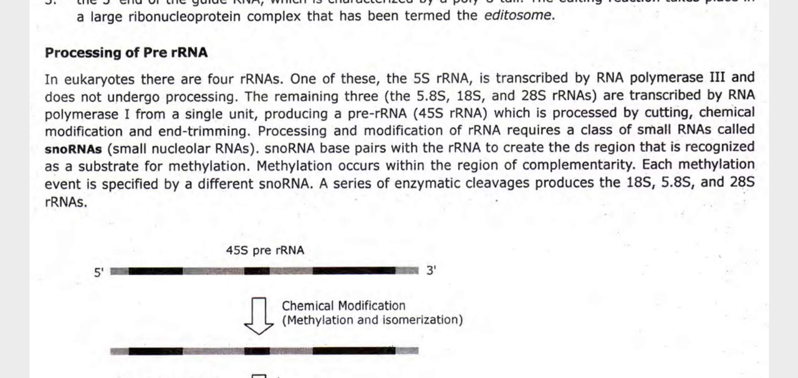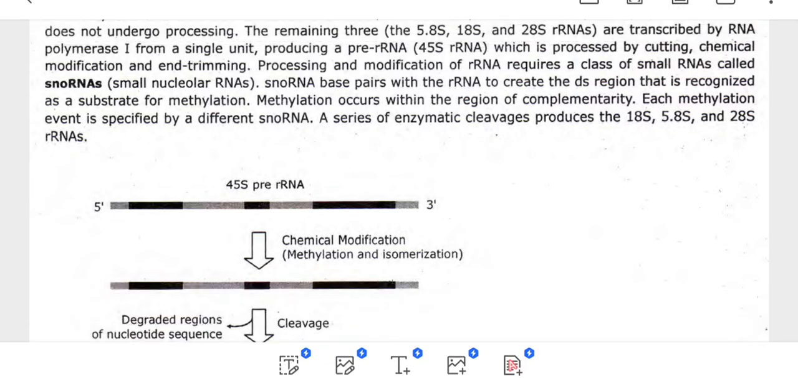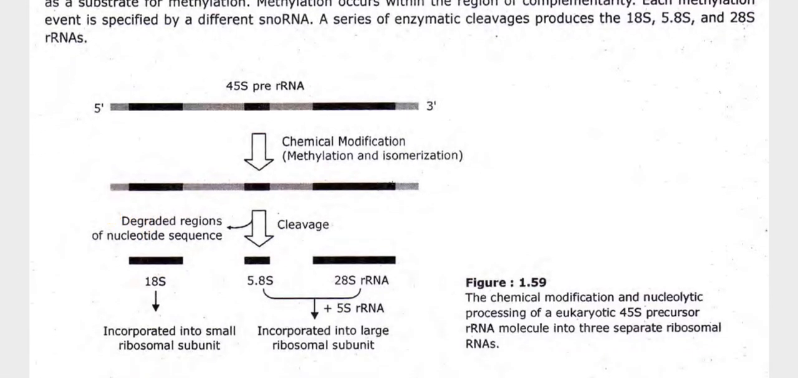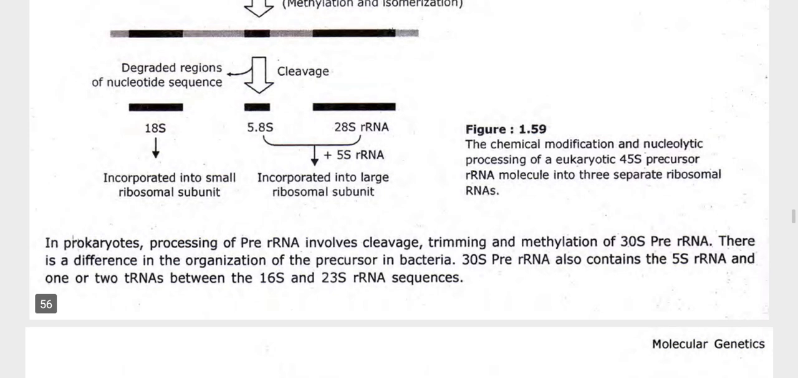Processing and modification of rRNA require a class of small RNAs called snoRNA, small nucleolar RNA. snoRNAs base pair with the rRNA to create a region that is recognized as a substrate for methylation. Methylation occurs within the region of complementarity. Each methylation event is specified by a different snoRNA. A series of enzymatic cleavages produces the 18S, 5.8S, and 28S rRNAs. Chemical modification, methylation, and isomerization, degradation of regions of nucleotide sequence, cleavage, incorporation into the small ribosomal subunit, incorporation into the large ribosomal subunit.